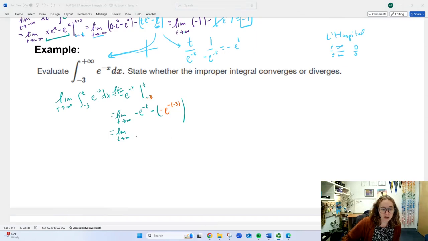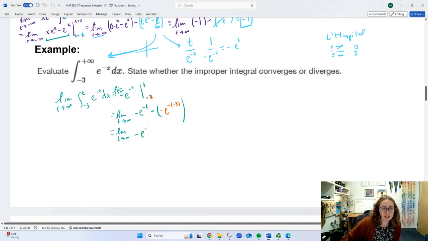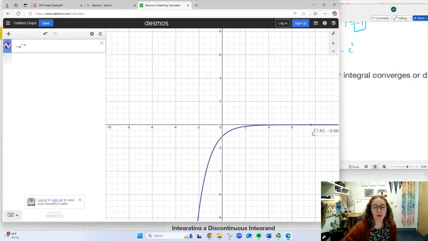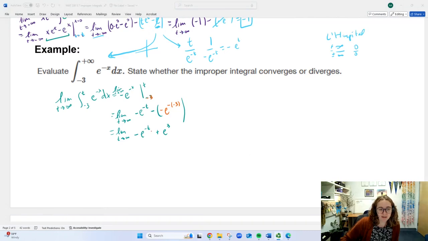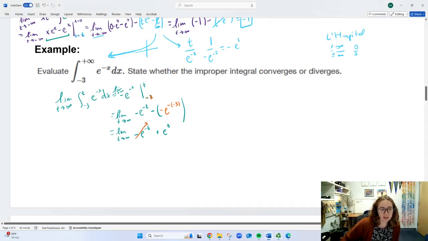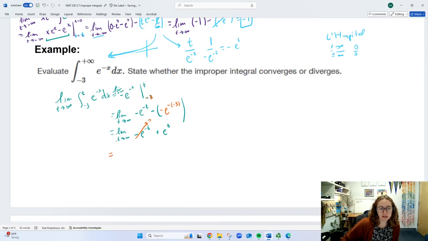Okay, simplifying this down, I get a negative e to the negative t plus an e to the third. Looking at e to the negative t right here, you can see that your y value is approaching 0 because there's an asymptote right there. So I have this chunk approaching 0, and my e to the 3 is just a constant, so my limit doesn't really matter here. It's just going to be approaching e to the third, which means this one converges.